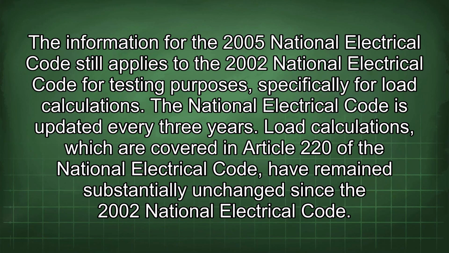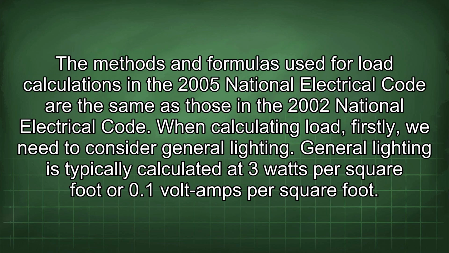The information for the 2005 National Electrical Code still applies to the 2002 National Electrical Code for testing purposes, specifically for load calculations. The National Electrical Code is updated every 3 years. Load calculations, which are covered in Article 220 of the National Electrical Code, have remained substantially unchanged since the 2002 National Electrical Code. The methods and formulas used for load calculations in the 2005 National Electrical Code are the same as those in the 2002 National Electrical Code.